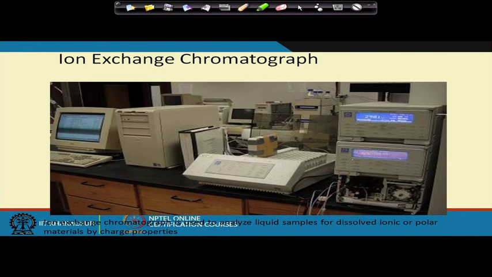So one of the instruments which you may have seen if you have been to any environmental lab is the ion exchange chromatograph. Now, what is that? You hear chromatograph used a lot: we have an IC, we have a GC, we have an HPLC, we have an LC. So LC is the liquid chromatograph, IC is the ion chromatograph, GC is the gas chromatograph. So there is always a chromatograph. What is the meaning of this chromatograph?